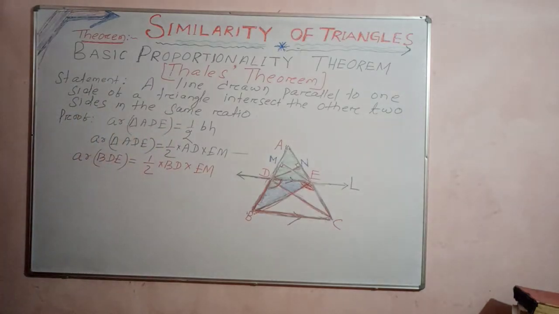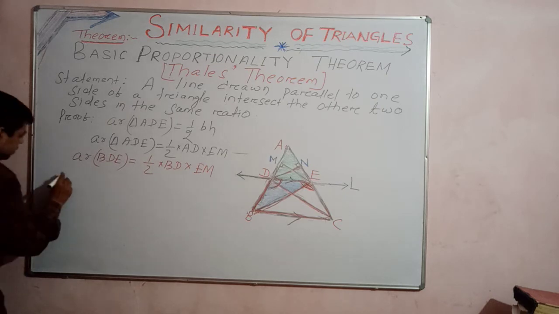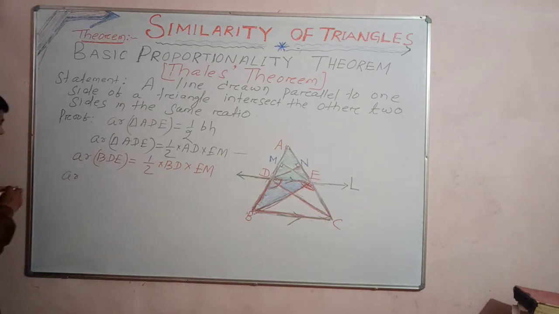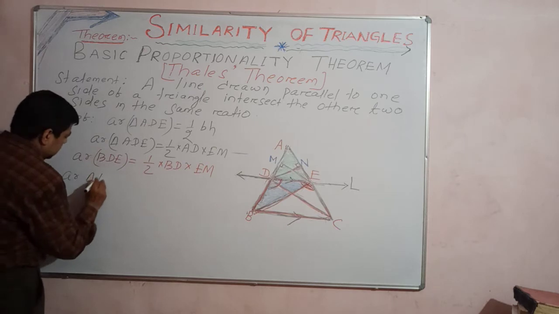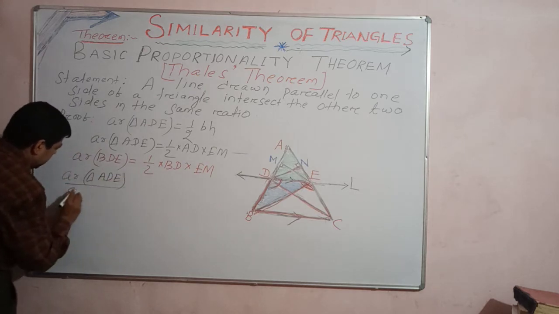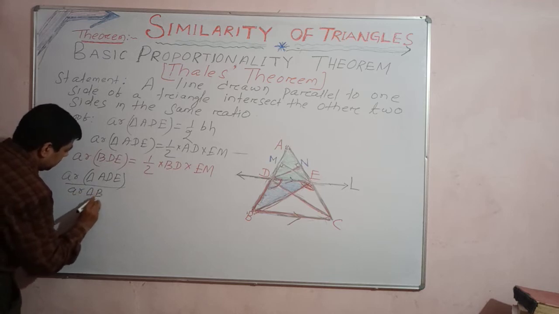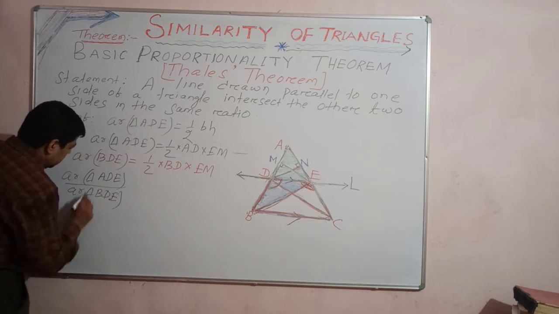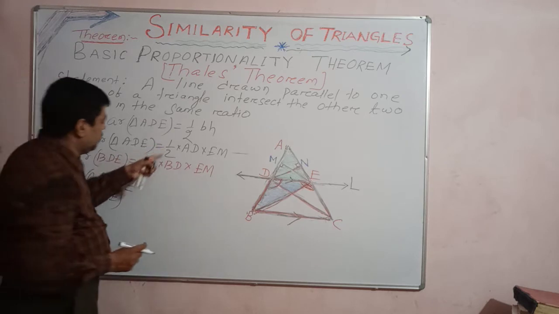So let us find the ratio. Area of triangle ADE is equal to half AD into EM, and area of triangle BDE is equal to 1 by 2 BD into EM. Let us find the ratio. Now, area of triangle ADE divided by area of triangle BDE. You will see that 1 by 2 cancels.